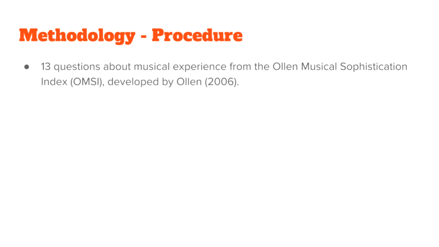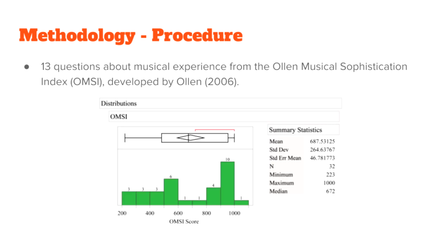The demographic survey included 13 questions forming the Ollen Musical Sophistication Index. The OMSI formula then generates a musical sophistication score that ranges from 0 to approximately 1,000. Participant OMSI scores for this study ranged from 223 to 1,000, with a mean of 687.5 and a standard deviation of 264.6. And now for the results.